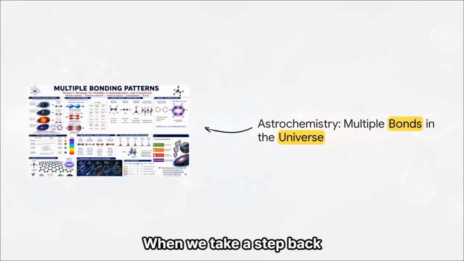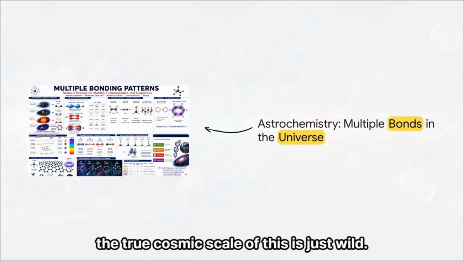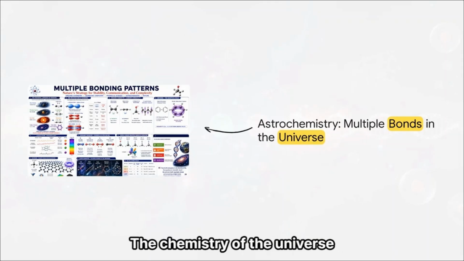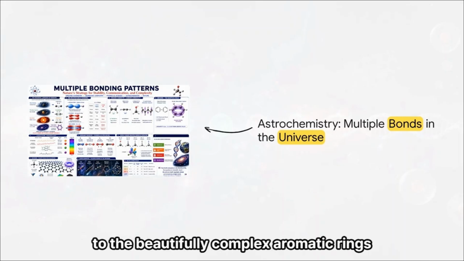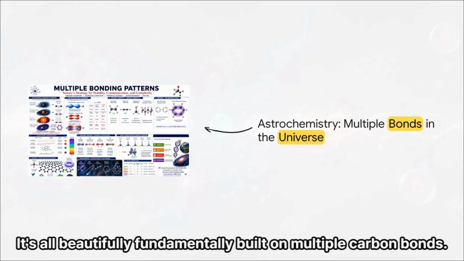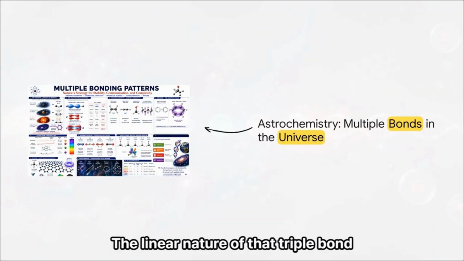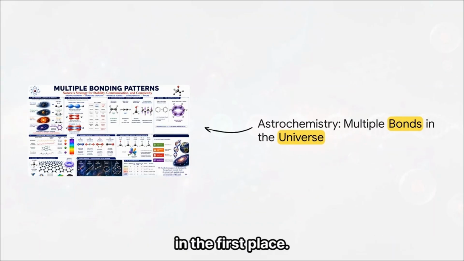When we take a step back and look at the broader astrochemistry landscape, the true cosmic scale of this is just wild. The chemistry of the universe, from these long linear cyanopolyyne lines stretching across interstellar space to the beautifully complex aromatic rings of fullerenes found in planetary nebulae, it's all beautifully, fundamentally built on multiple carbon bonds. The linear nature of that triple bond is literally what makes those giant cosmic chains possible in the first place.